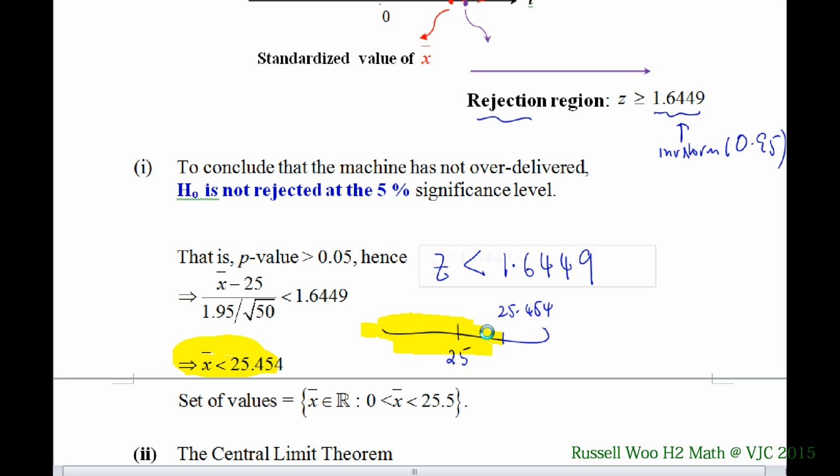But why is there a 0 here? Yes, X is weight. So to be complete, we put this one, because X is weight. X cannot be negative.